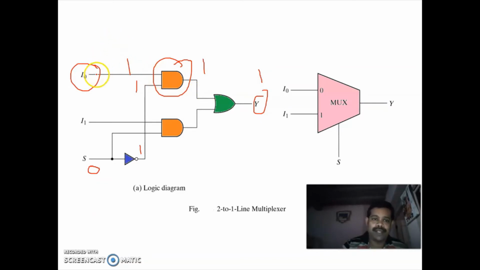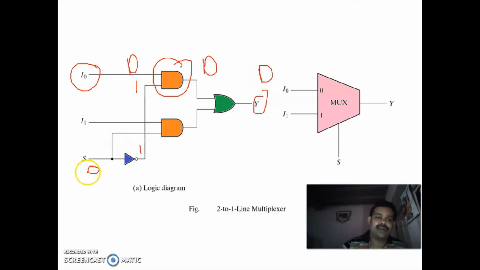Now, one of the inputs is already 1, so first we consider I naught as 1. If both the inputs are 1, the output of the AND gate will become 1, and the final output we are getting is 1. That is, I is transferred to the output. Now we are considering I naught as 0. Since one of the inputs is 0, the output of this AND gate is 0, and the final output you are getting is 0.